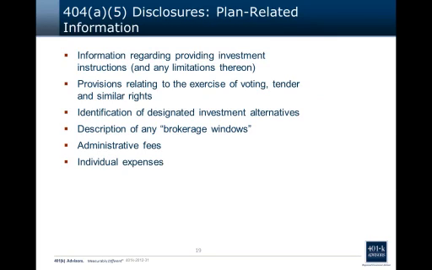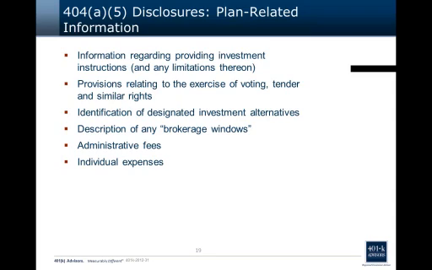I also have to disclose what the designated investment alternatives are. So for most of the people on that phone, this would be your core lineup. It's a lineup you've chosen. You've gone through due diligence, selected funds in all different categories, and you do ongoing monitoring of those funds. Those are your designated investment alternatives.